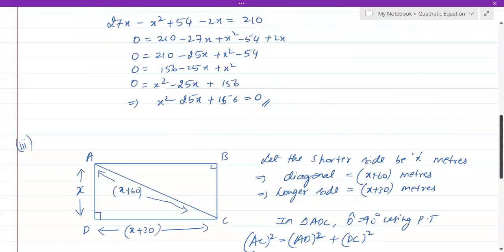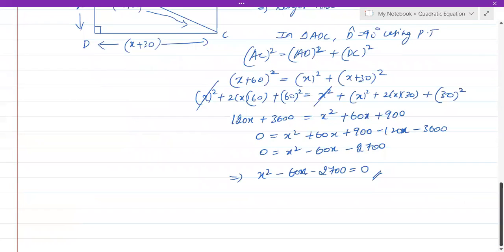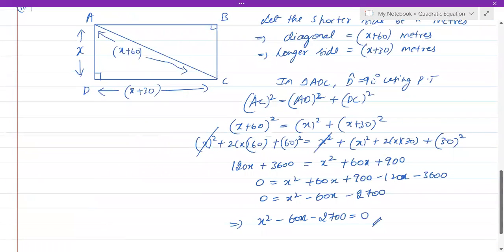So solve it by any of the methods, we will get the answer. Remember the x value that you should take should be a positive value, because it is the length of a rectangle, isn't it? So you have to take the positive value, substitute in place of the diagonal. That is, you have to just add 60 to x, you will get the diagonal value. Add 30 to x, you will get the longest side. Okay, so let's get into the next question.